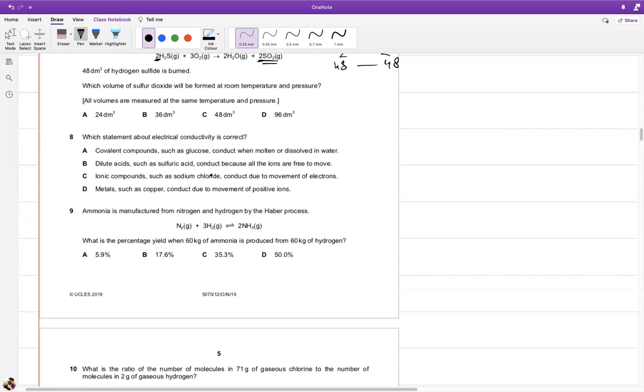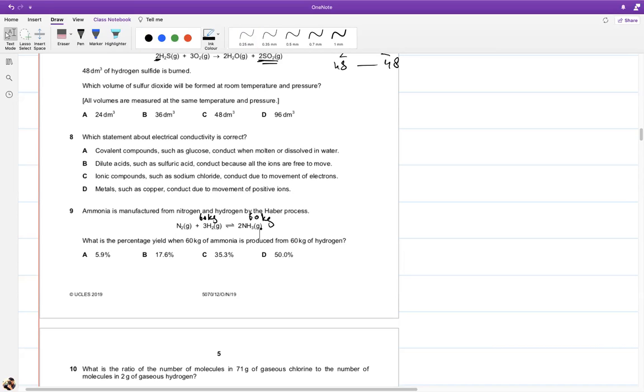All right, ammonia is manufactured from nitrogen and hydrogen by Haber process. The equation is this. What is the percentage yield when 60 kg ammonia is produced from 60 kg hydrogen? This is third time I'm seeing this MCQ in the papers. ठीक है, क्योंकि यहाँ पे बच्चे बहुत confused होते हैं, तो वो बार-बार use करते हैं इसको. तो इसको देख लें. What's happening here? We have 60 kg of this. We have the mass of this thing, and mass of this is produced.